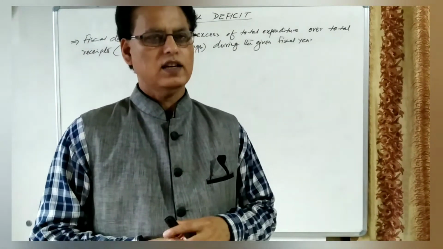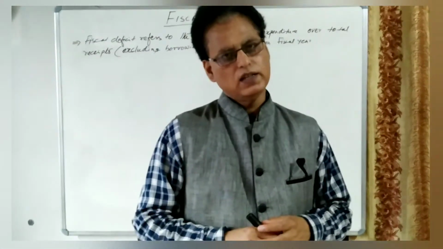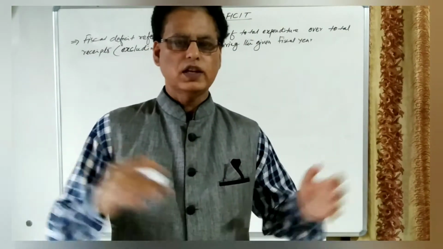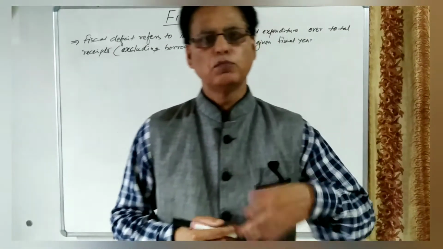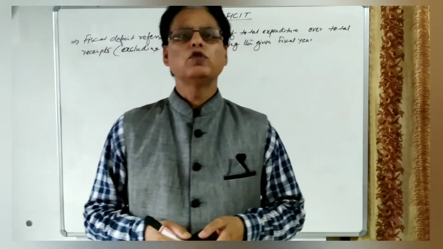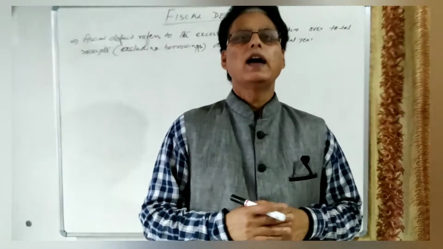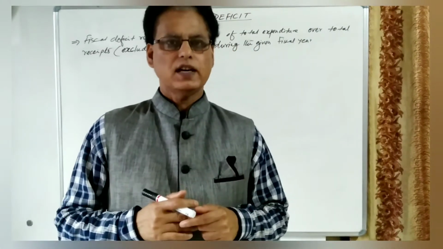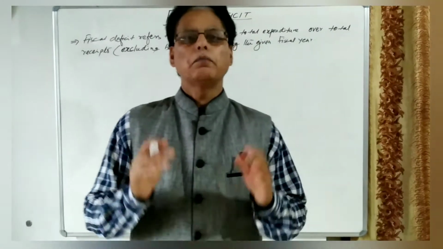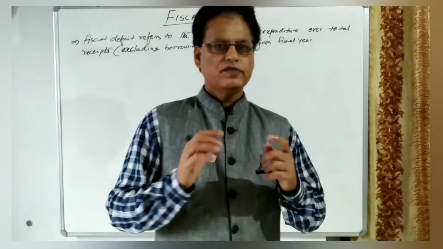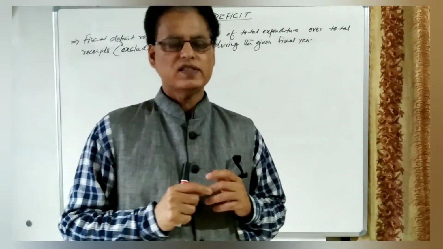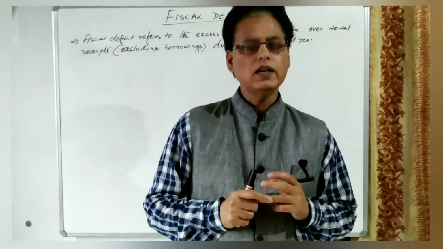Actually, we are discussing measures of government deficit. We know that whenever the total government expenditure is more than the total government receipt, then certainly the government goes for deficit, and these deficits are measured in three types. There are three measures of the government deficit. First one is the revenue deficit, second one is the fiscal deficit, and third one is the primary deficit.